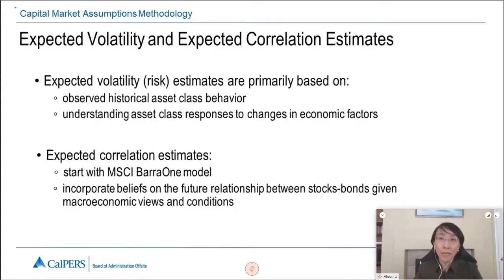Now let us move on from expected returns to expected volatility and correlations. Volatility estimates seem a little simpler because the same technique and statistical methodology can be applied to the historical data of all asset segments. However, we do adjust when we think changes in economic factors have significantly altered the behavior of a certain asset segment. Correlation obviously requires estimation at the same time to ensure the full rank of the correlation matrix. We start with the MSCI Barra 1 model, but supersede our views based on macroeconomic analysis. Next slide, please.